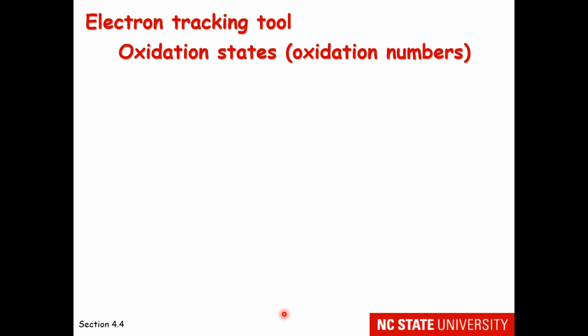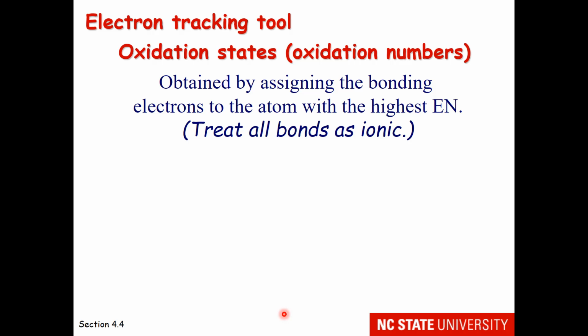So oxidation numbers are an electron tracking tool, and the assumption we make in compounds is to assign the bonding electrons to the atom with the highest electronegativity. So all bonds are treated as ionic. So there's a list of rules that I will now go over for you. And don't worry, you'll have access to these rules when you go to take your test. You're not expected to memorize them, but it does definitely help to understand where they came from.